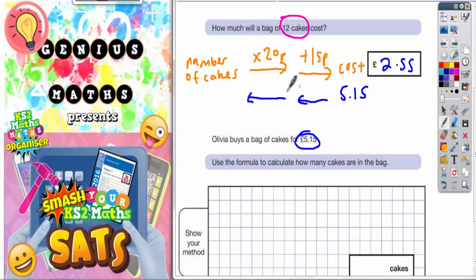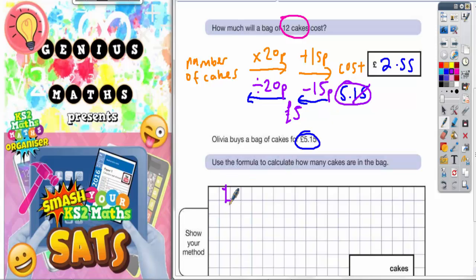So we need to reverse it because we're going backwards. The opposite of add 15p is take 15p, and the opposite of times 20p is divide by 20p. So what we need to do now is work that backwards through from £5.15. So £5.15 take away 15p is obviously just knock the 15p off, so it's just going to be £5. And then we need to do £5 divided by 20p.